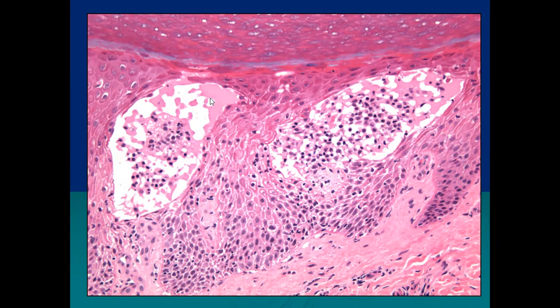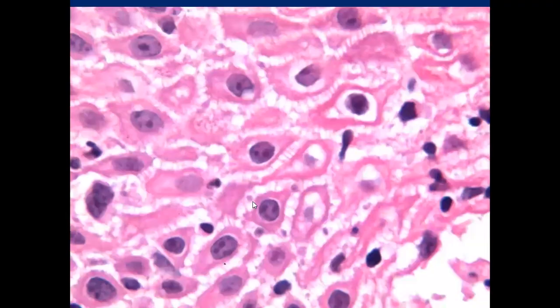In addition to the spongiosis which is seen in the epidermis, there are two large intraepidermal vesicles or blisters which contain serous fluid and inflammatory infiltrate. So this is a typical appearance of acute eczema. The desmosomal junctions and spongiosis are highlighted in this picture.